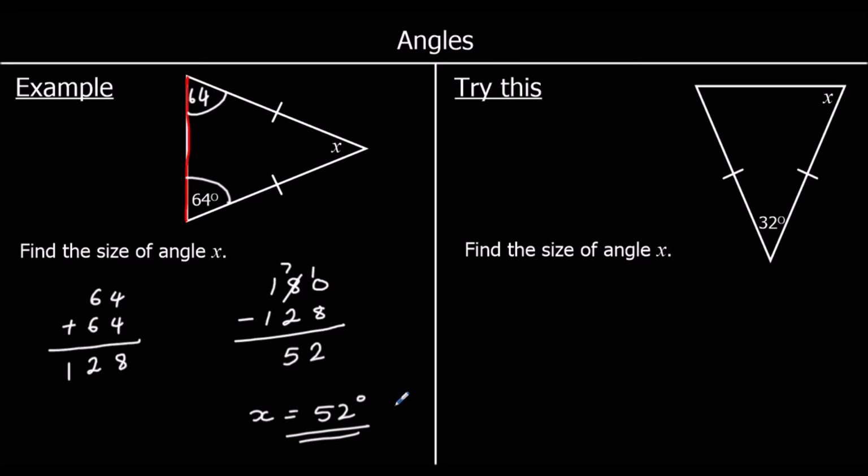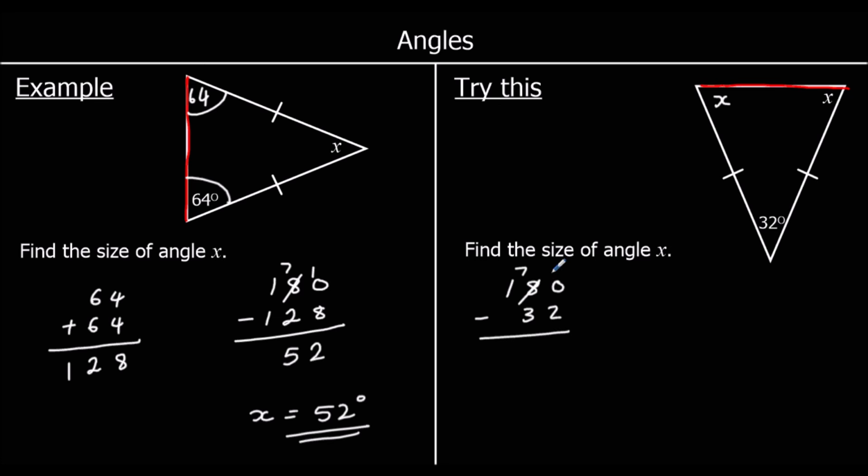Okay, one for you to try. Find the size of angle X. So this time we have an isosceles triangle. We've got two lengths the same. The other length is called the base, and the two angles at the base are equal. So that unknown angle, the angle we don't know, is what we've got two of. So if we take 32 away from 180, we can see what both of these angles have to add up to.